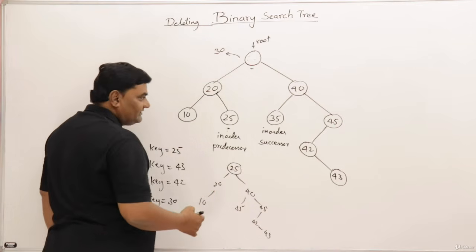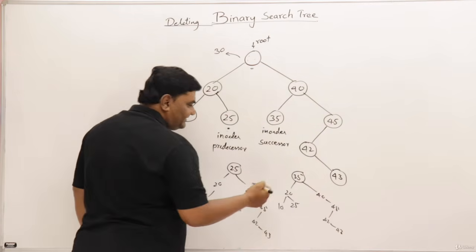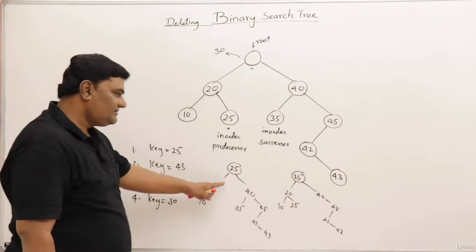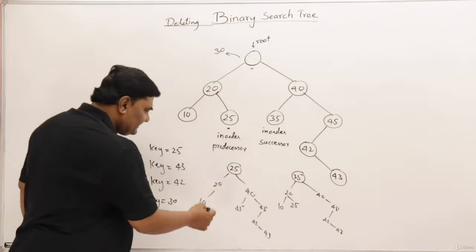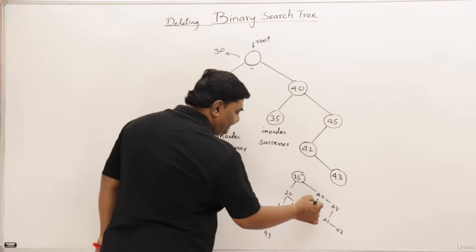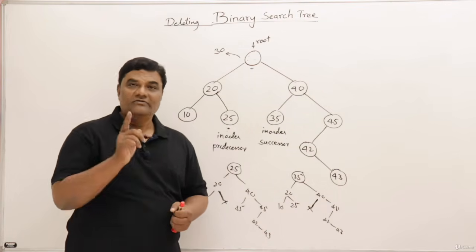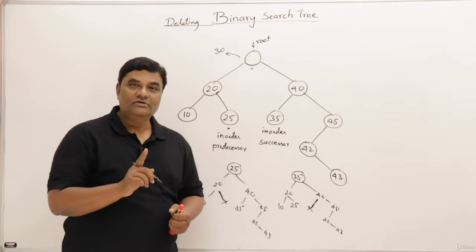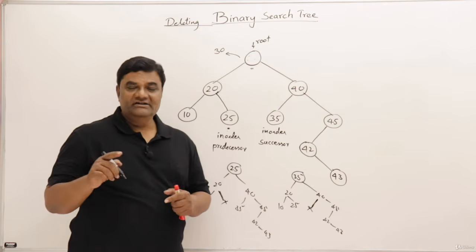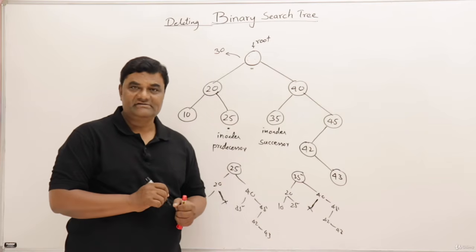So either 25 is in the root or 35 is in the root. See here, from here the node is deleted and here, from here the node is deleted. So this is the actual method. When you are deleting any node, then who should take its place? The in-order predecessor or the in-order successor should take its place, right?